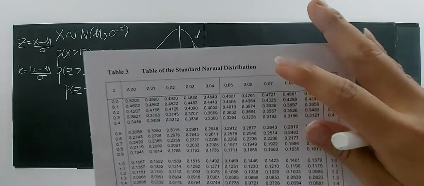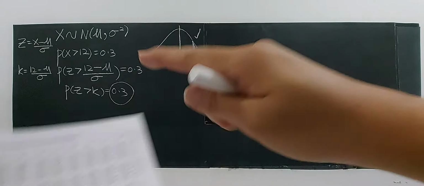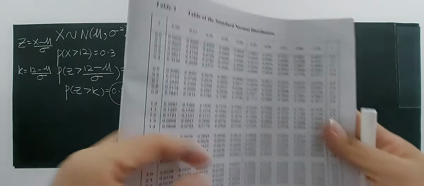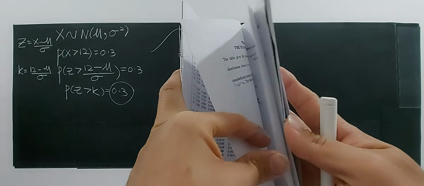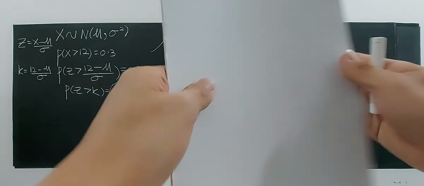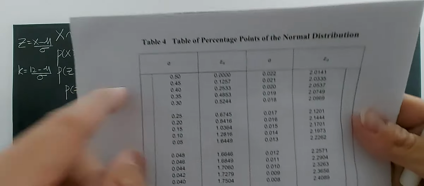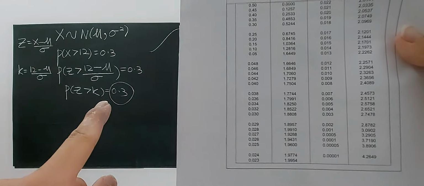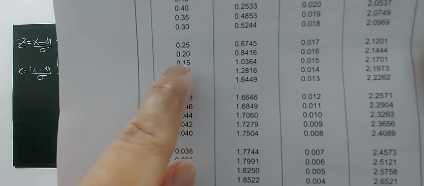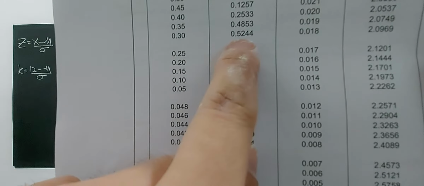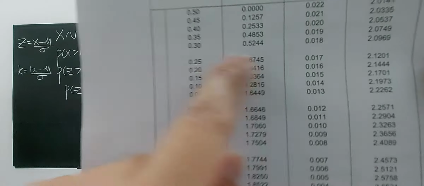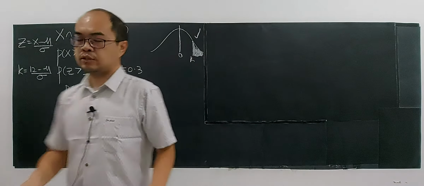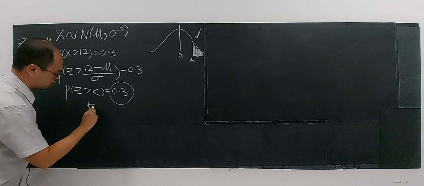So if there is no value of 0.3 here, instead of looking at table 3, we look at table 4, at the end of the page of the statistical book for matriculation. Table 4 is the table of percentage points. You look here at 0.3, which corresponds to 0.5244. So the value of k here should be 0.5244.